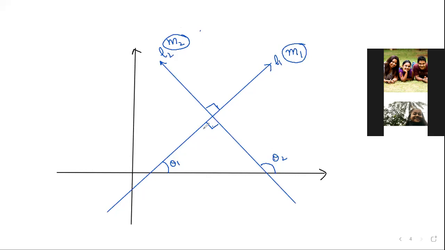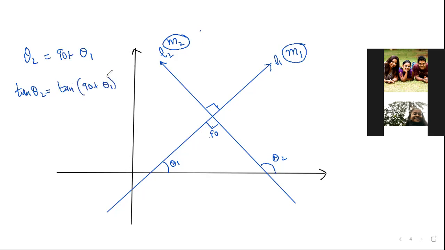Can you tell me a relationship between these three angles? Exterior angle property. Sum of interior angles, exterior angle property. So theta 2 is 90 plus theta 1. So tan theta 2, why did I take tan theta 2? Because that is the slope of this. It is tan of 90 plus theta 1.